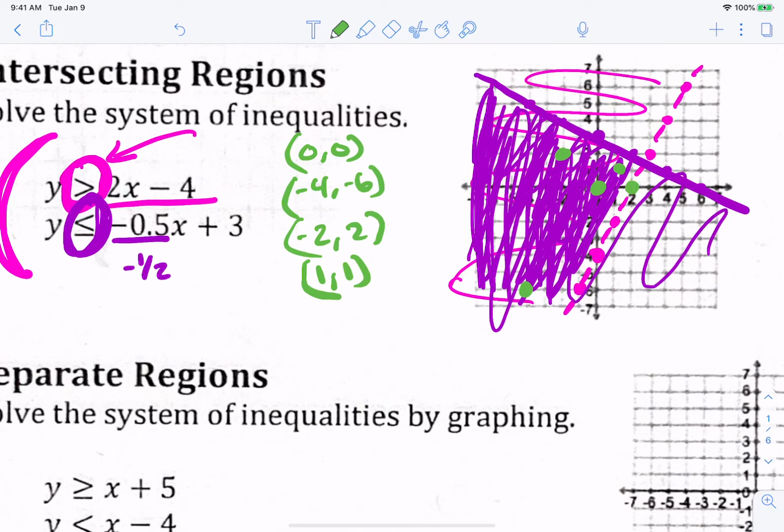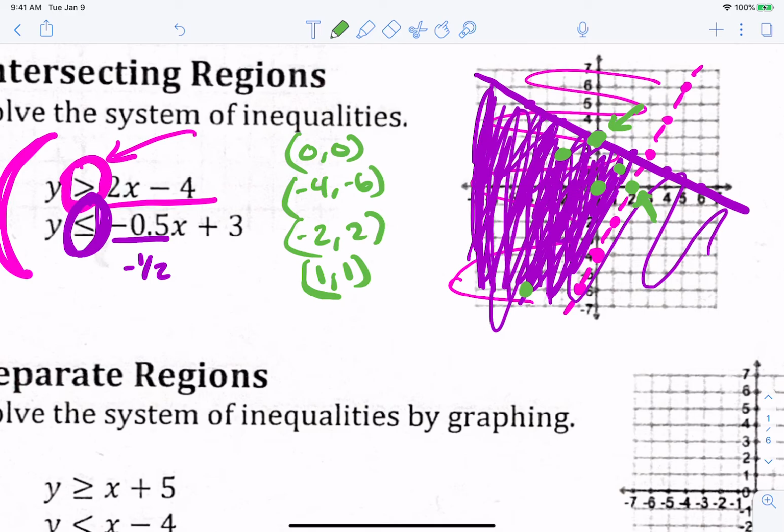What about this guy right here? 2, 0. No. Does he work? Why does he not work? Because he's just on the line. He's on the line and it's dotted, which means that it doesn't touch the line exactly. What about the point 0, 3? Yes. This guy. He is on a solid line, so he does work, okay? So only points that are in that region fit both equations.